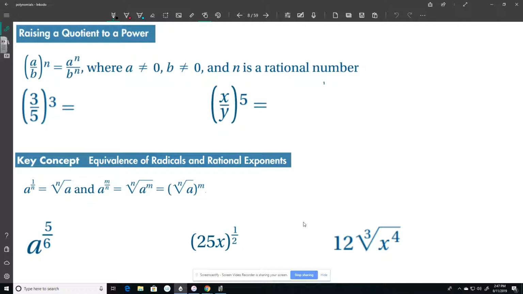So the first rule that we need to review is the equivalence of radicals and rational exponents. So what that means is a to the 1 over n is equal to the nth root of a, which just sounds like nonsense. So go back to 8th, 9th grade and remember that we had something that looked like this. We called it the square root of 4, and you know that that is equal to 2.